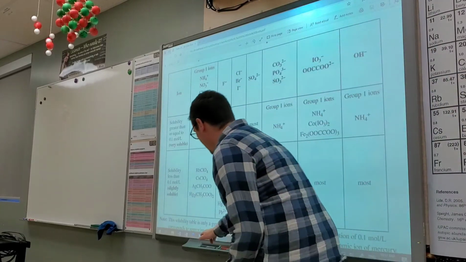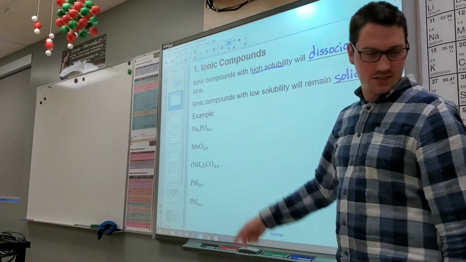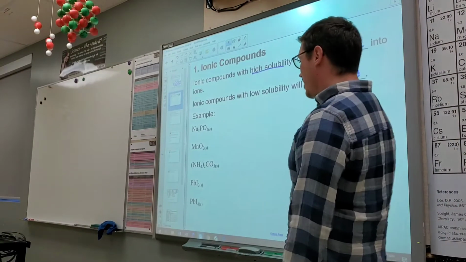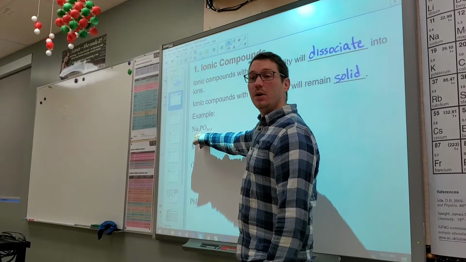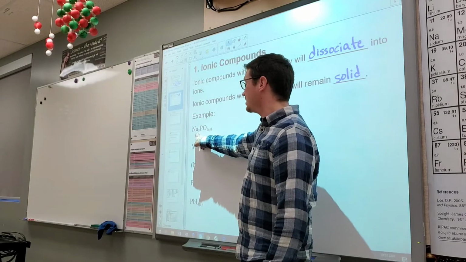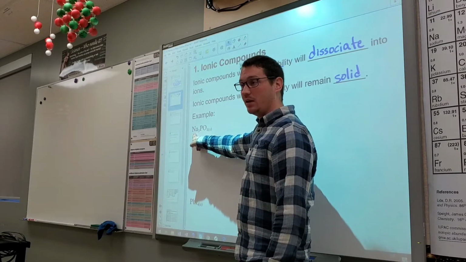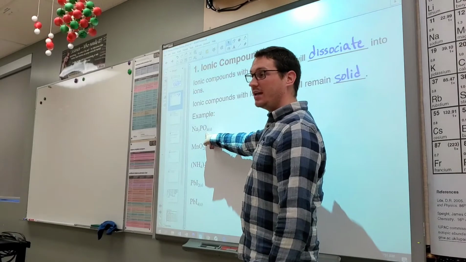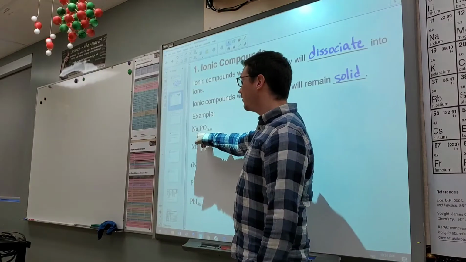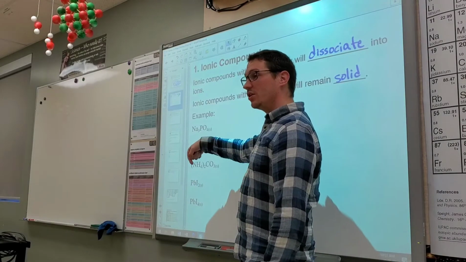Okay, let's take a look at the first ionic compound. This is an ionic compound. You should be able to spot this a mile away because it is a cation, metal, and an anion, non-metal. Any questions so far? Sodium phosphate. Let's look it up on the table.